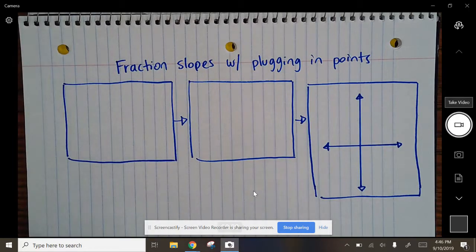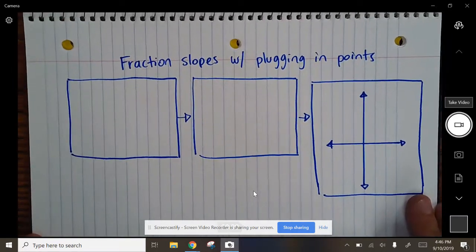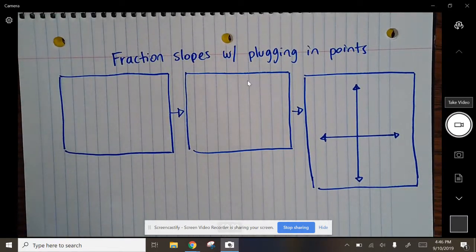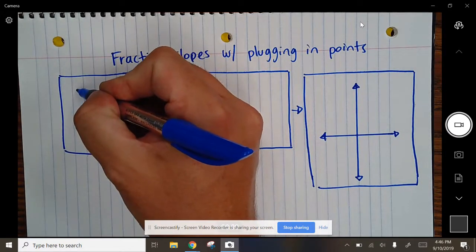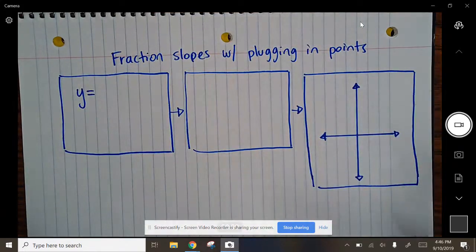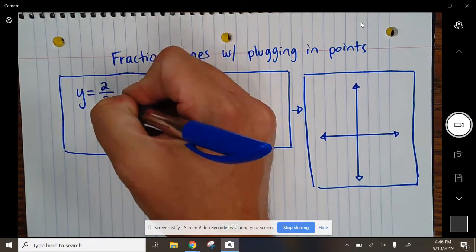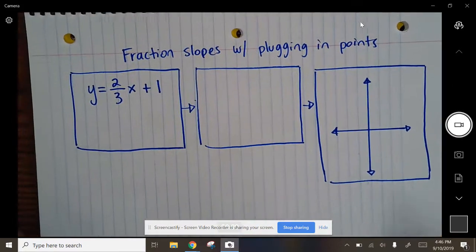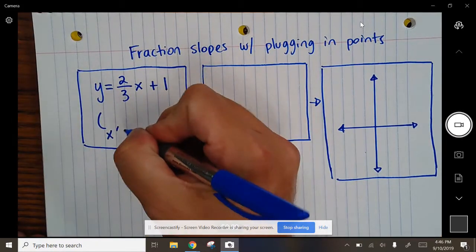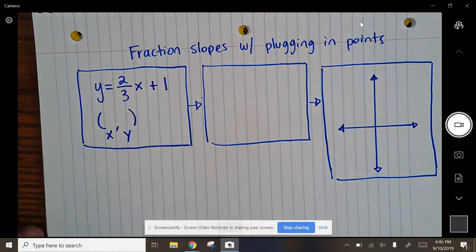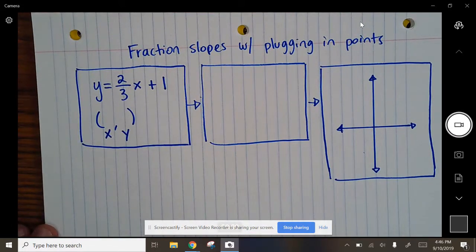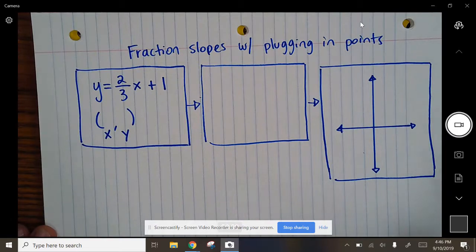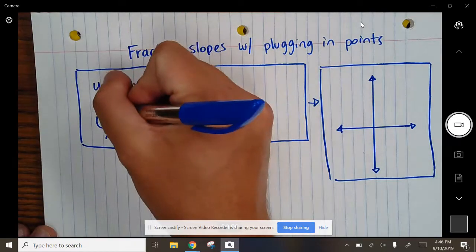Okay, so take a look at what you have here. What I see is fraction slopes with plugging in points, and I'm going to show you exactly what I mean when we do this. I want you to write down y equals 2 over 3x plus 1, and then I'm going to give you an x value, and you're going to have to give me the y value. Your x value is going to be, let me pick 3.